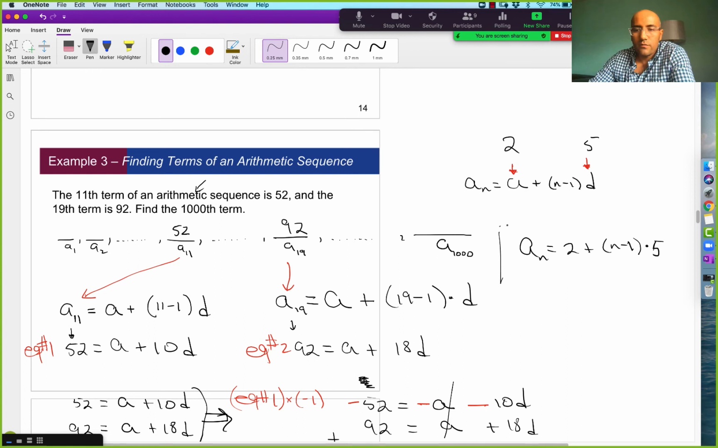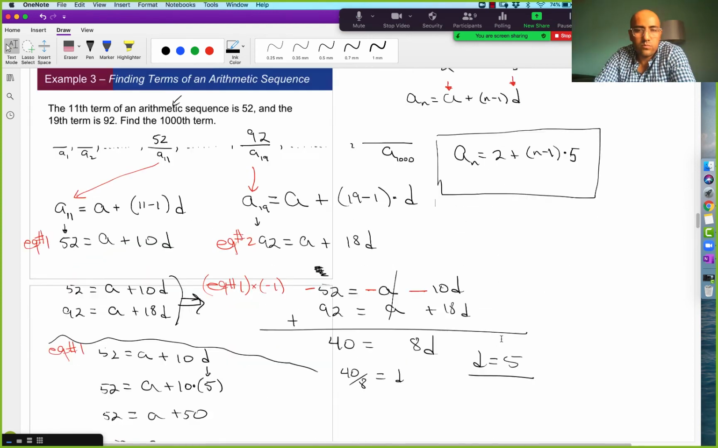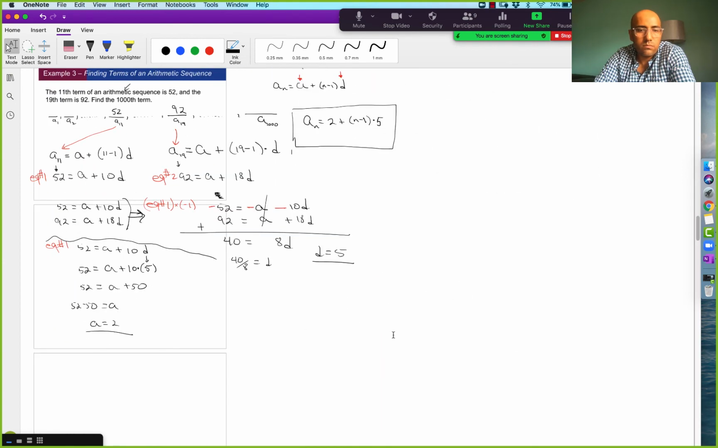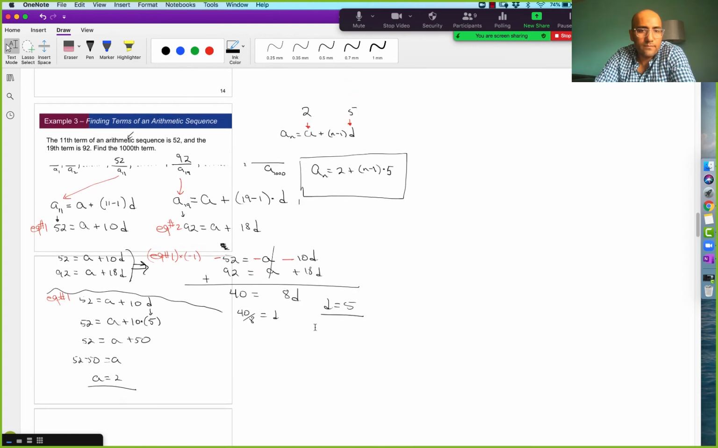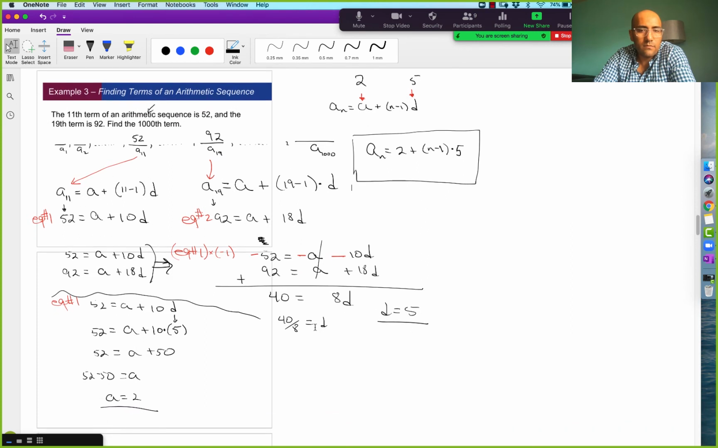Good. Any questions? Zoom out a little bit, or is that too much? Any questions on any of that? No? Very good. Okay, so now that we have our formula, we can answer the next part of it.